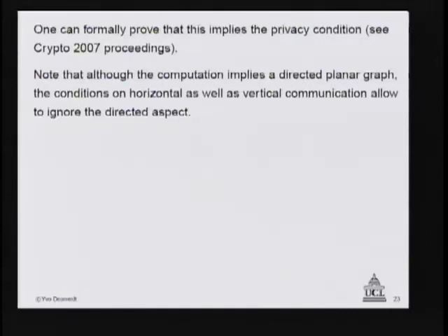So, one can formally then prove that this implies the privacy condition. And that has been explained in the proceedings of Crypto 2007.